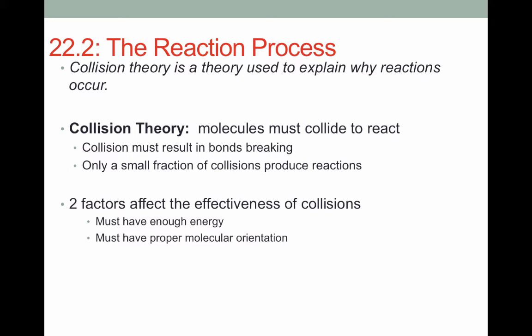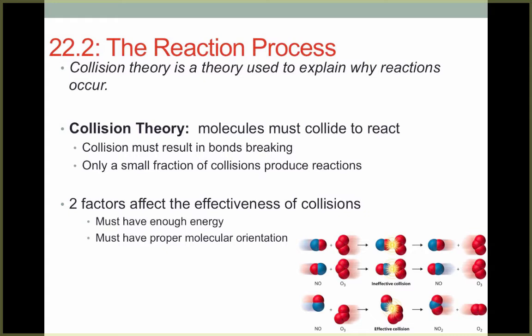We also have to have the proper molecular orientation, meaning the molecules must be pointing in the correct directions. Looking at the first two pictures here, you see that our reactants are not oriented properly in order for a reaction to occur. The oxygen has to collide with the nitrogen end of the molecule in order for a reaction to occur, and in these first two cases, they haven't. However, in this example, our oxygen is oriented correctly with our nitrogen in order to produce an effective collision.